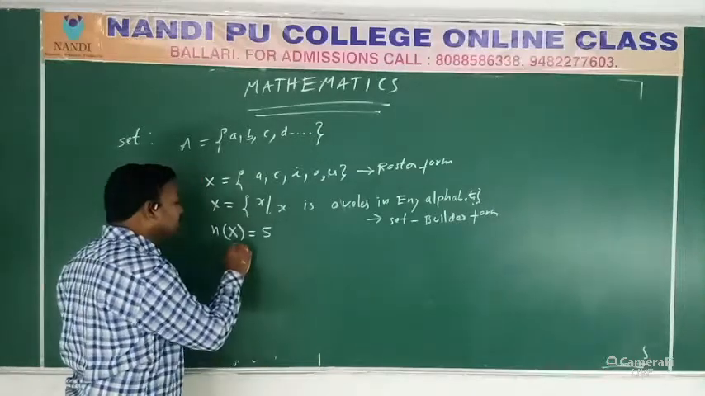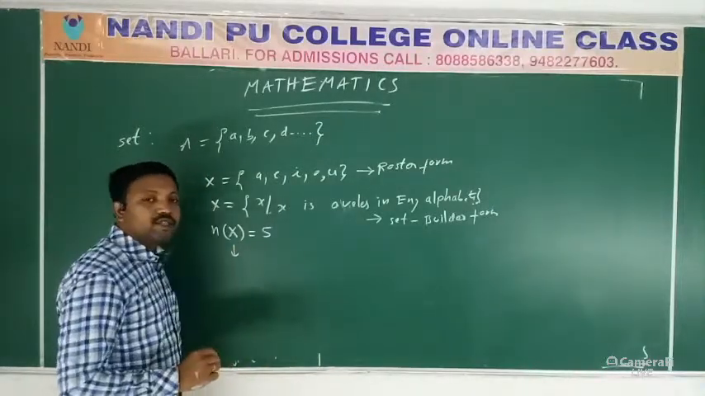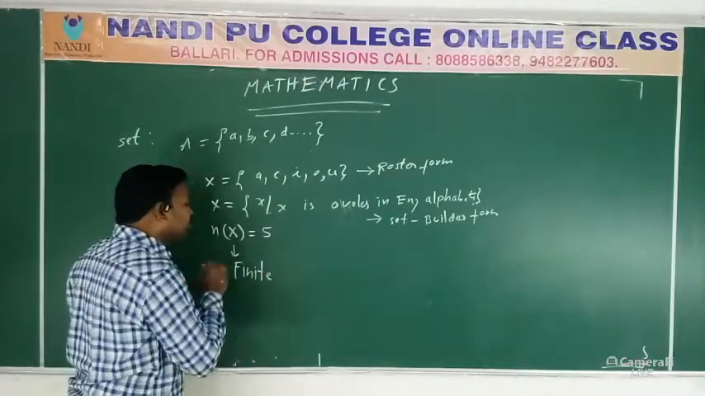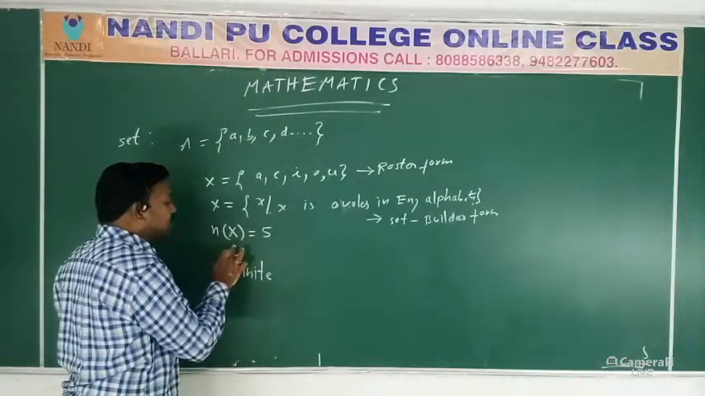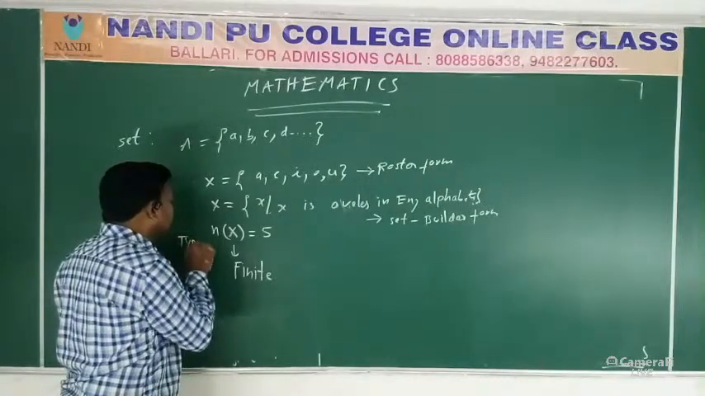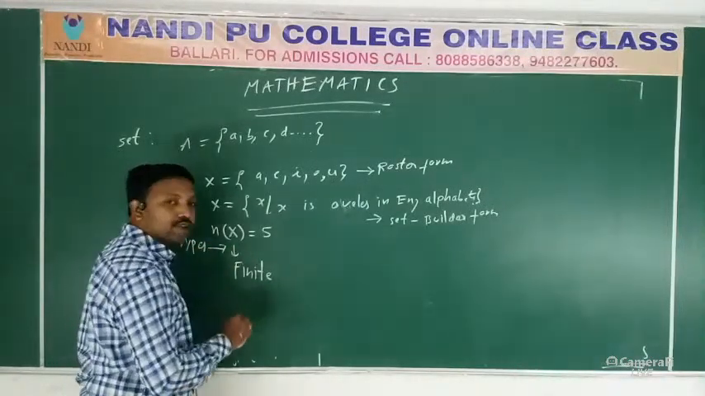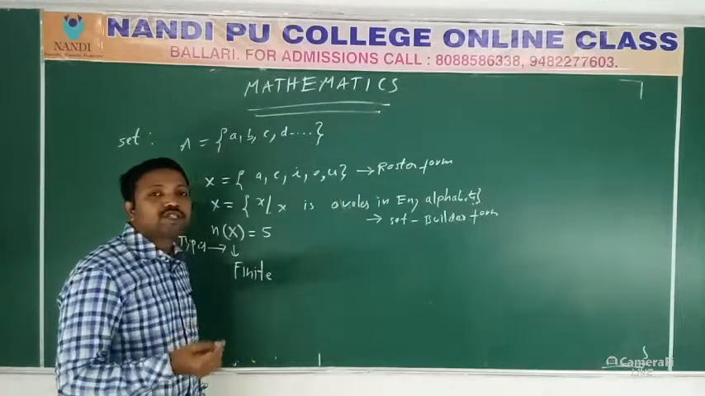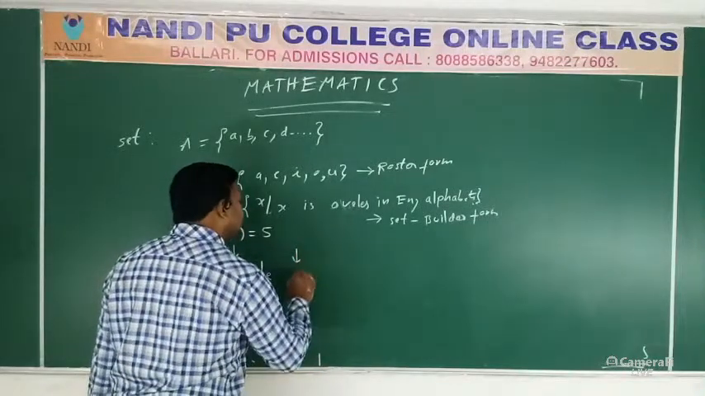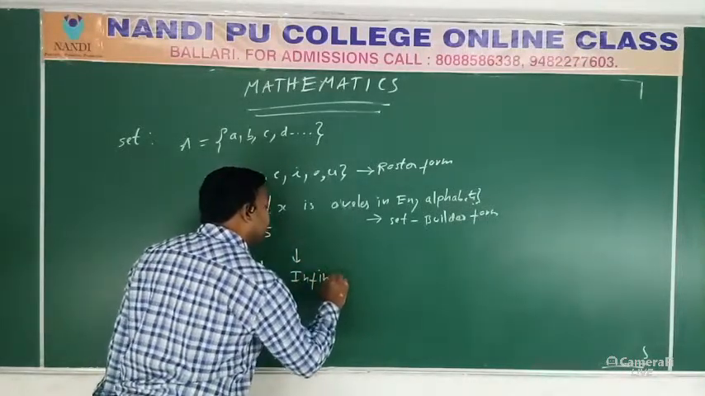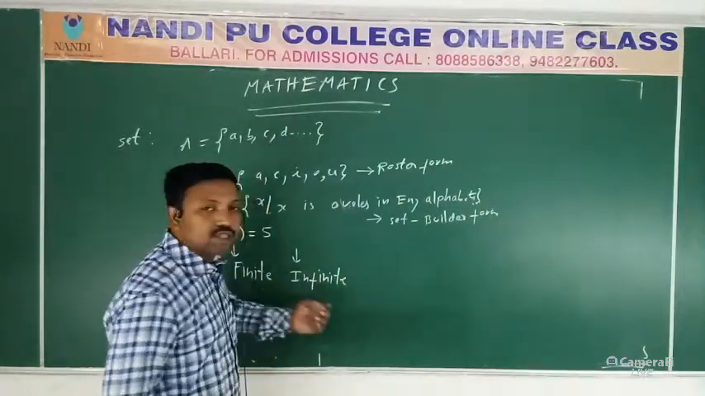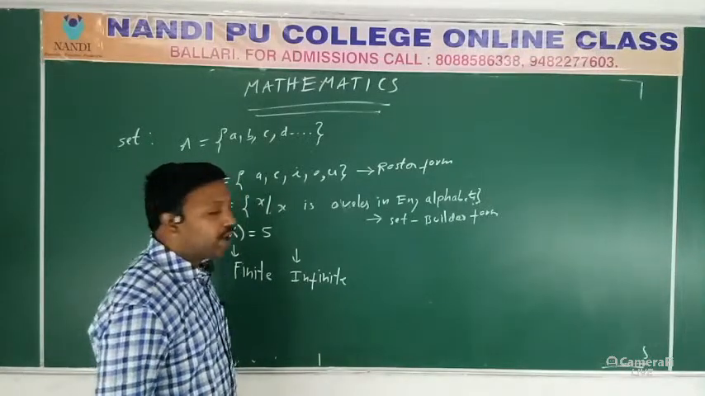In that, the first one is the finite set. Finite means the set which has a finite number of elements is called a finite set. Next one is infinite, which is not countable. It is called an infinite set.